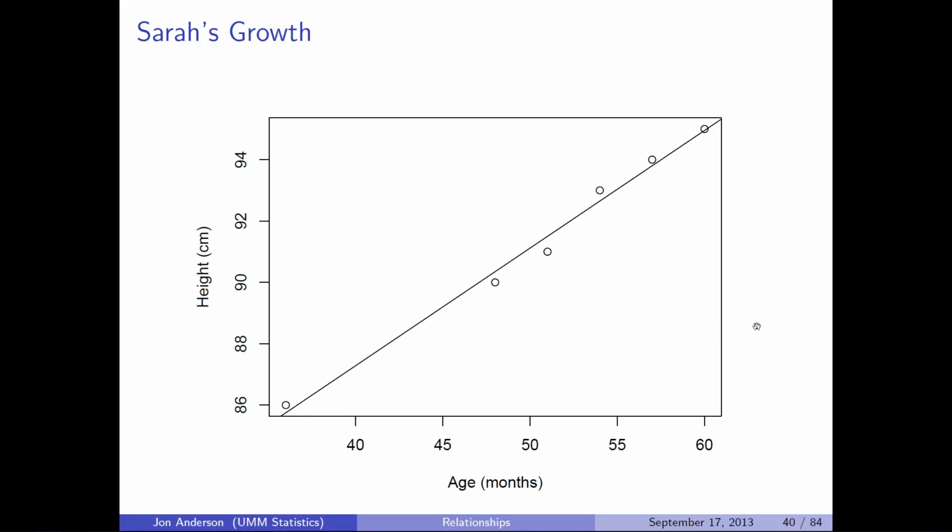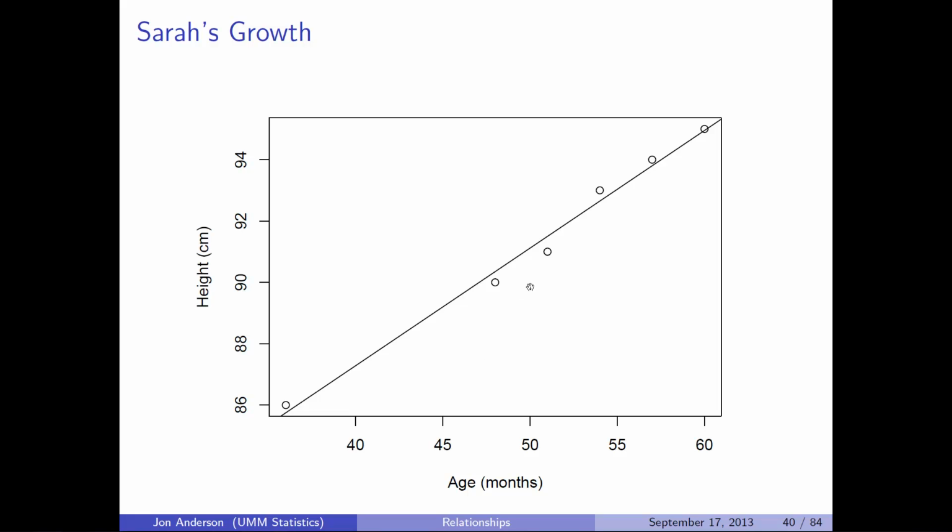Here's some data that we usually show in class with a little video about a girl named Sarah who had growth hormone deficiency, and the doctors treated her for it, and we studied her growth pattern over time. Her age here is in months, and the vertical axis, the response variable, is her height in centimeters. And here are some points measured on her over time.